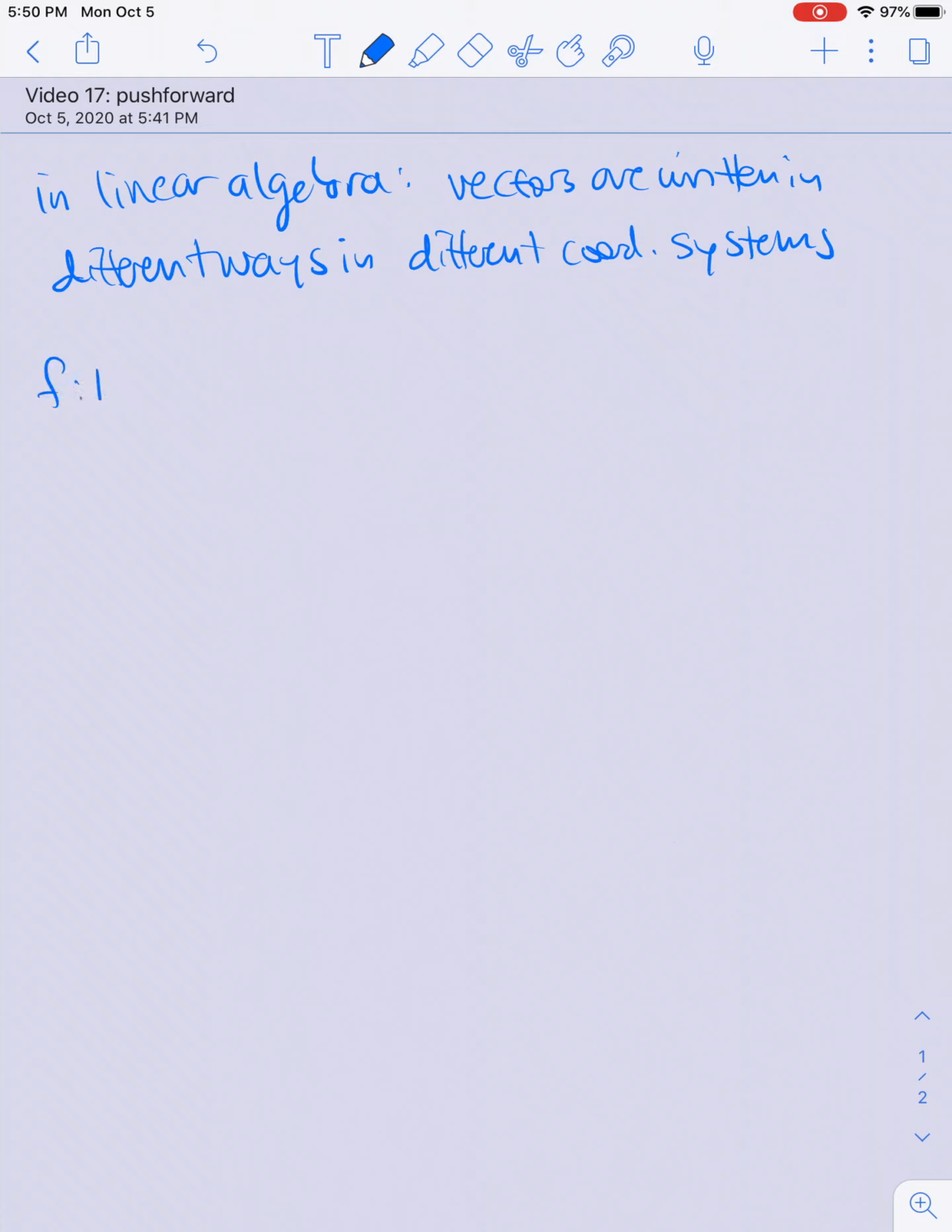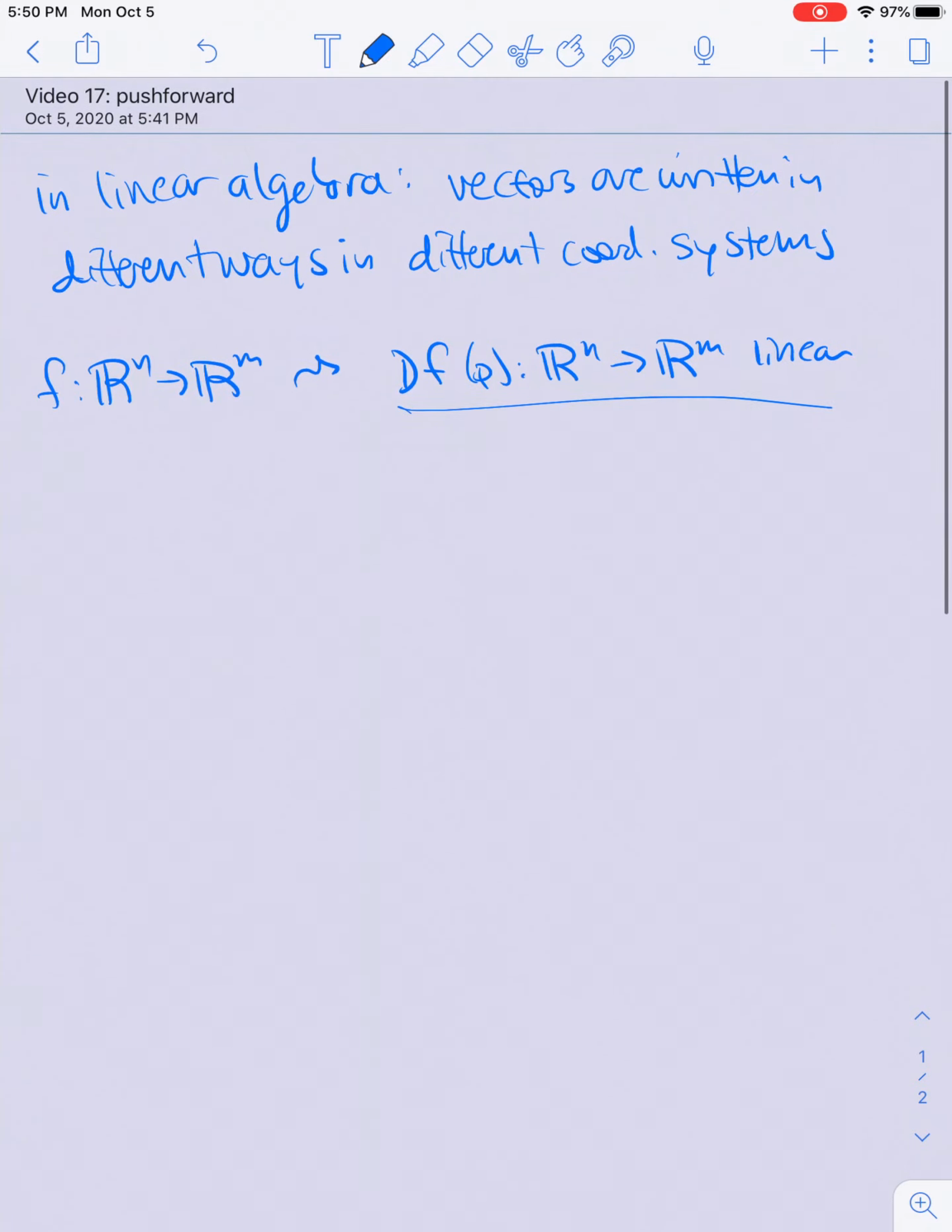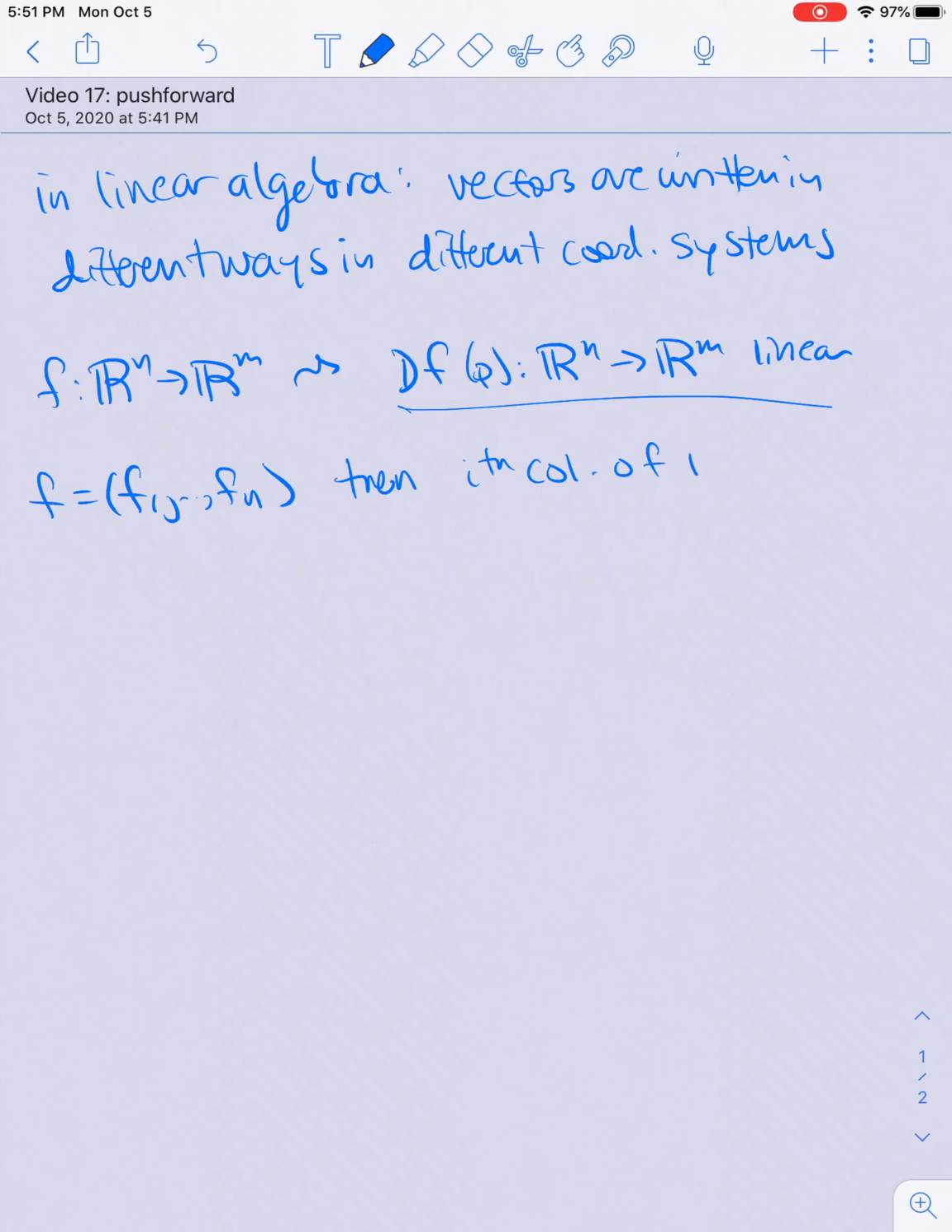So recall that if f is a function from Rn to Rm, then it has a derivative, df, and df at each point P is a function also from Rn to Rm, but it's a linear map. So is there a better way to package up all of the df at P's for every point? Yes, there is, using the tangent bundle. So how are we going to do this? If I write f as f1 through fn, then the ith column of df at P is precisely dfi at P, right? And dfi at P is a linear map from TPRn to R.